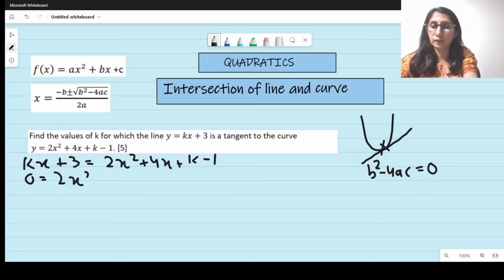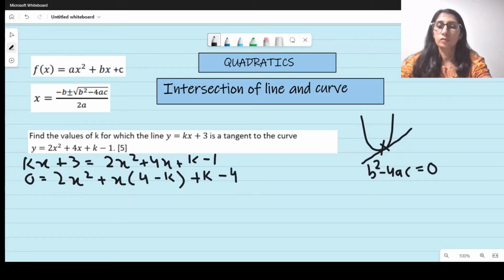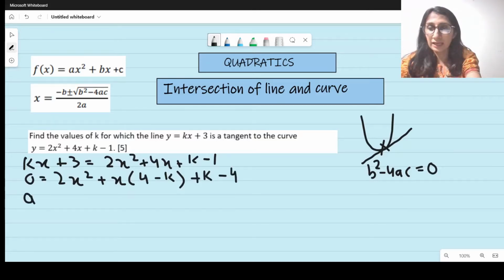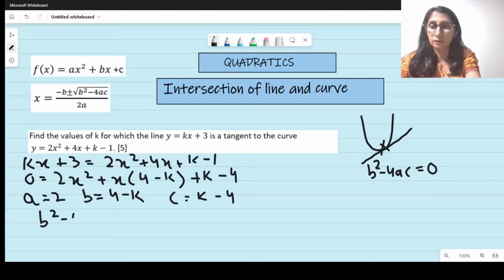equals 2x square plus, if I take x common, I get 4 minus k, and then the constant is k minus 1 minus 3, which is k minus 4. So this is the quadratic equation, meaning a equals 2, b equals 4 minus k, and c equals k minus 4. So now I'll apply b square minus 4ac equals 0.